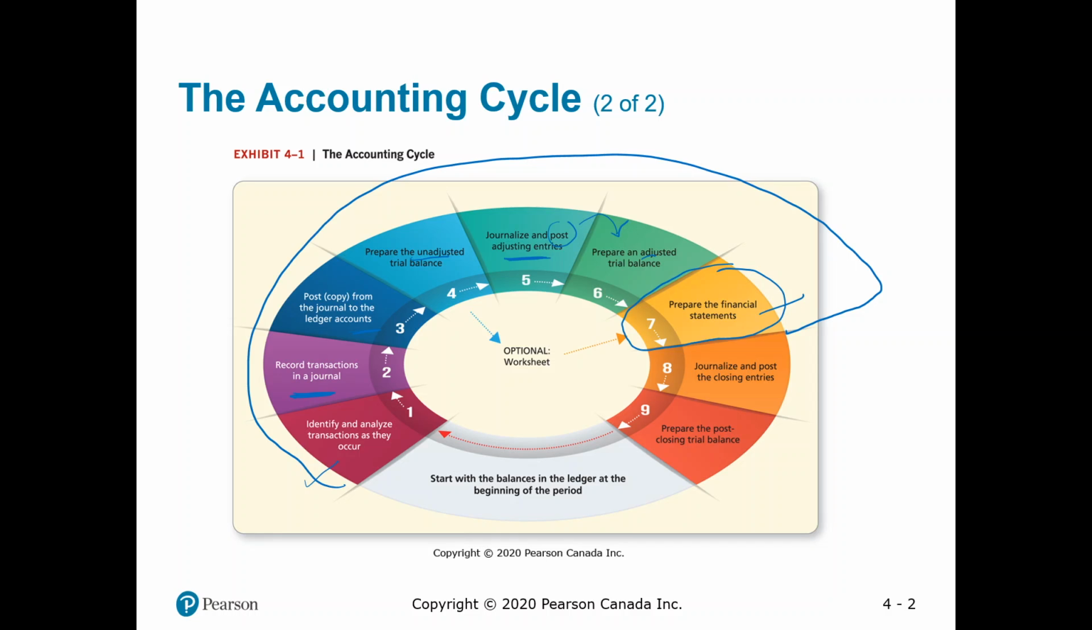But once those are prepared, we now need to complete steps 8 and 9, which are the closing steps. So in step 8, we'll learn about journalizing and posting closing entries. And then we prepare this final post-closing trial balance. So step 8 and 9 is what we will go through today, as well as a few other things.